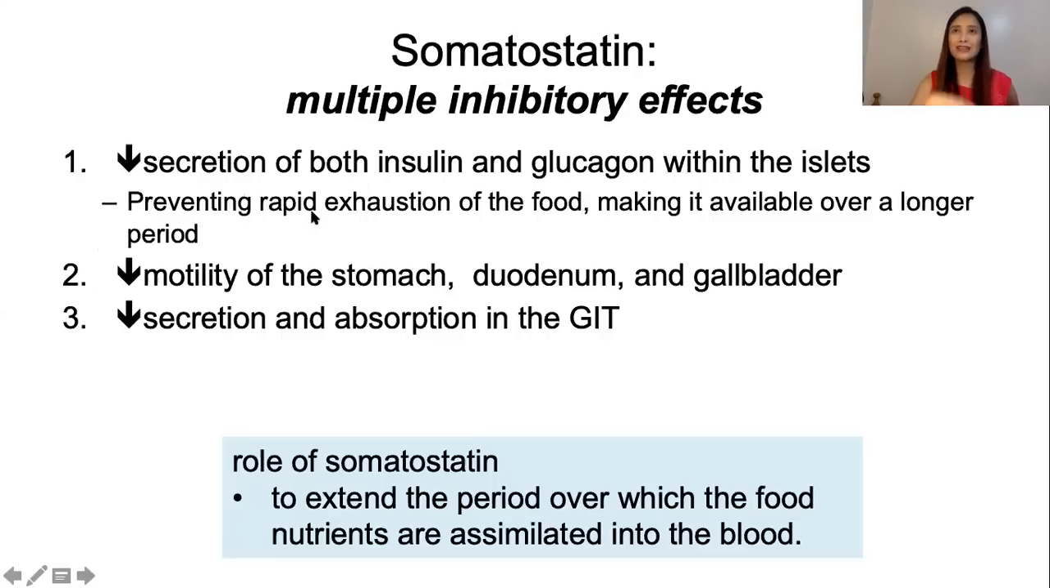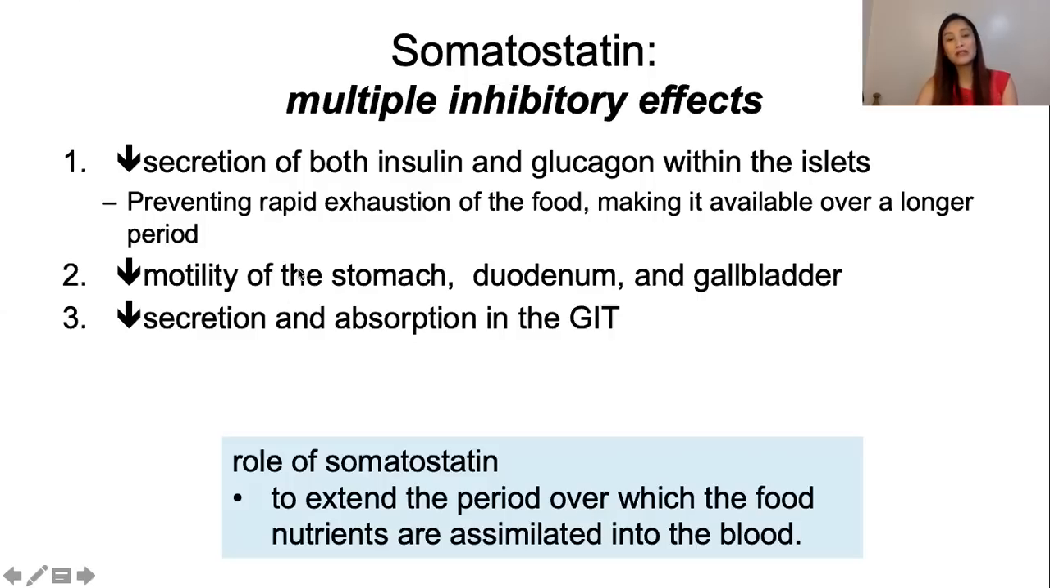So for example, if the insulin is in overdrive, all of the food will be stored in the cells, and if glucose is stored inside the cells, then your blood glucose levels will not be maintained. So if we prevent the rapid exhaustion of food, it makes it more available over a longer period of time. Your somatostatin also decreases motility of the stomach, and decreases secretion and absorption in the GIT. So the net effect will be to extend the period over which the food nutrients are assimilated into the blood.